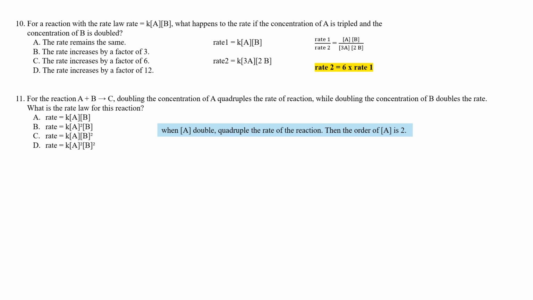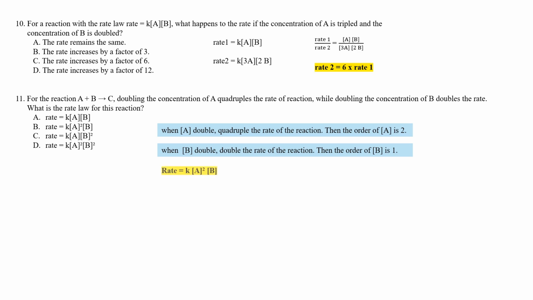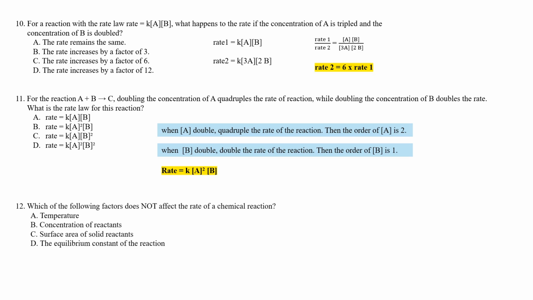The order of A should be 2, because when A doubles, the rate quadruples, becoming 4 times, so it should be A squared. When B doubles, the rate of the reaction doubles as well, so it should be B to the power 1, the same effect on the rate. Then the rate law equation is rate equals rate constant times A concentration squared times B concentration. The powers show the reaction is second order in terms of A and first order in terms of B.